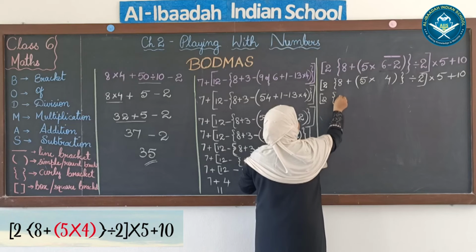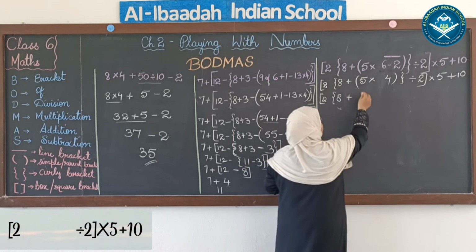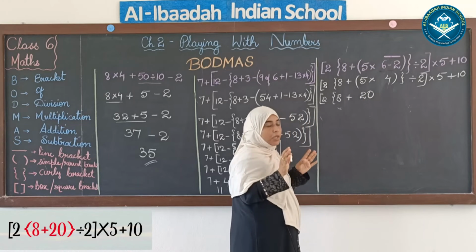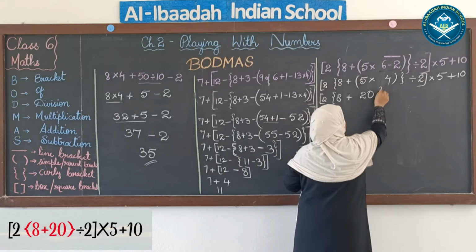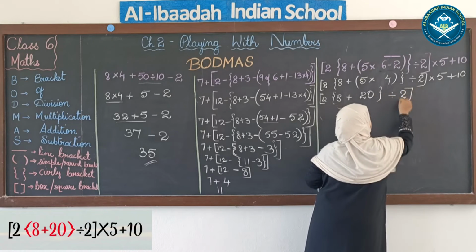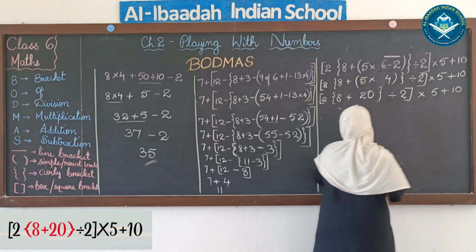2, 8 plus 5 into 4. 5 into 4 is 20. So our simple bracket is solved. We need not draw the simple bracket. Just draw the curly bracket and the box bracket. Into 5 plus 10.